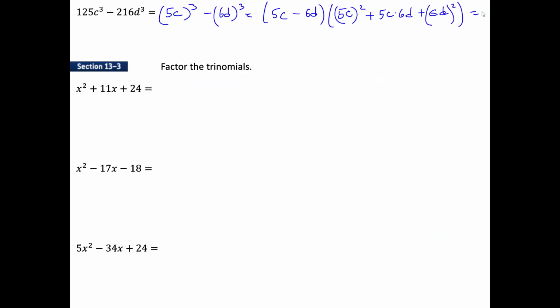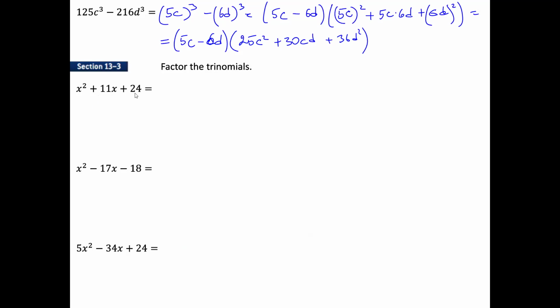So let's finish. 5c minus 6d, now 25c squared plus 30cd plus 36d squared. Good. Next.